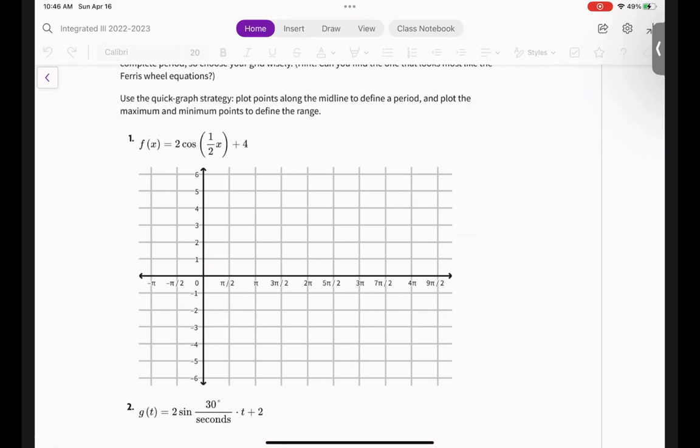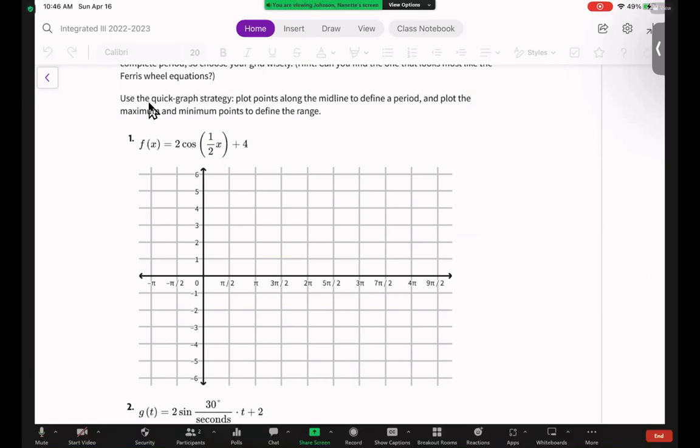So think about Carlos going all the way around the Ferris wheel and coming back to that same point where we started. So it says, use the quick graph strategy, plot points along the midline to define a period, and then plot the maximum and the minimum to define the range. Whenever I do this, you should know what all of these numbers mean. But if you don't, just follow my lead here. So, okay. The very first thing I noticed is that this is a +4. So this is going to be your midline.